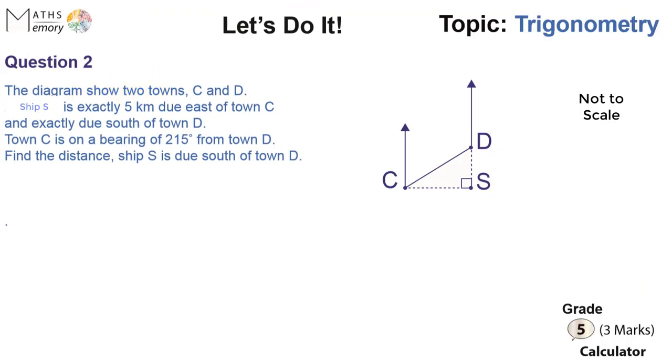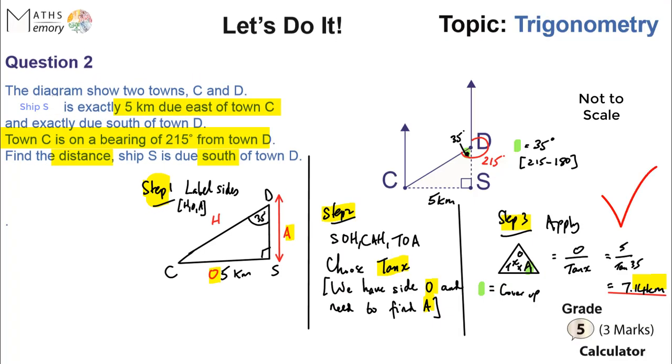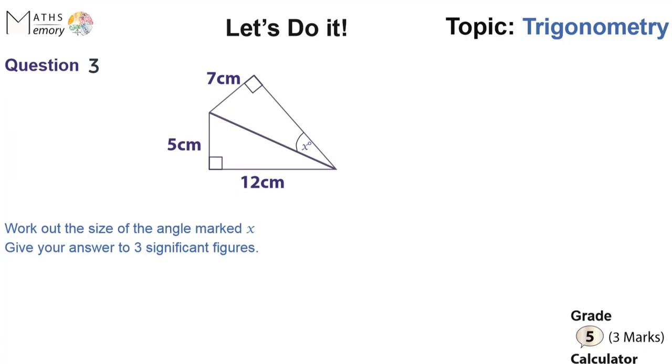Question 2, let's do it. Press pause, write this question down, try to find the length of how far ship S is from town D, and press play when you are ready. Question 3, let's do it. Press pause, write these triangles down, try to find angle X, and press play when you have finished.